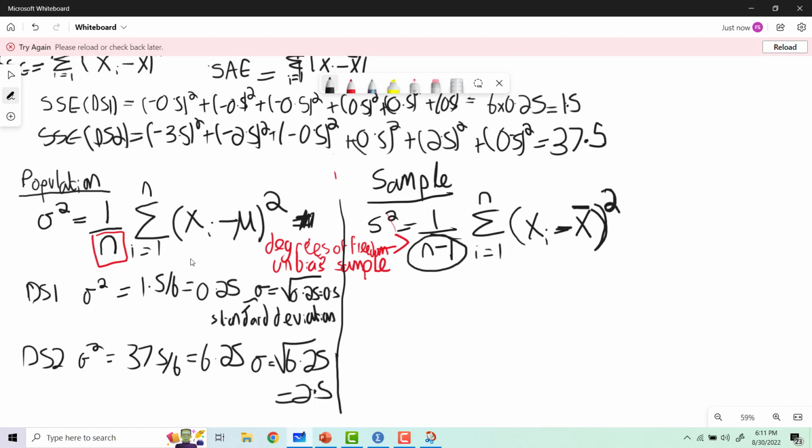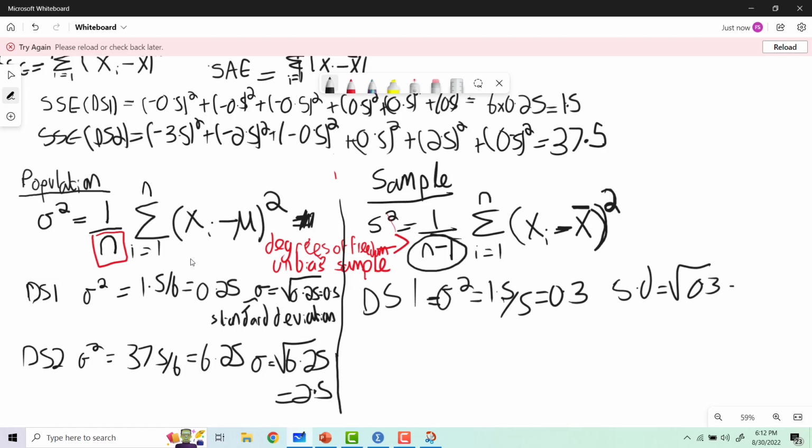then for data set 1, we have sigma squared equals 1.5 all over 5 equals 0.3. So again, just divide by 5 over 6. The standard deviation equals the square root of 0.3, which is 0.548. They don't have a nice root there.